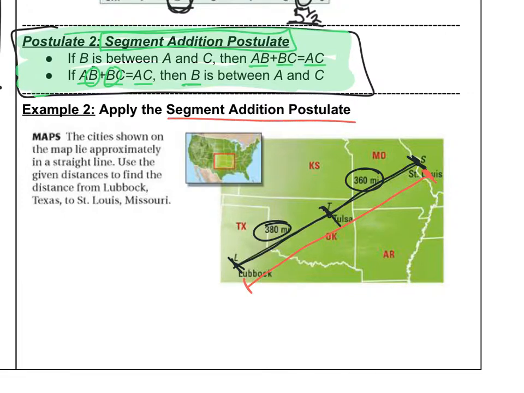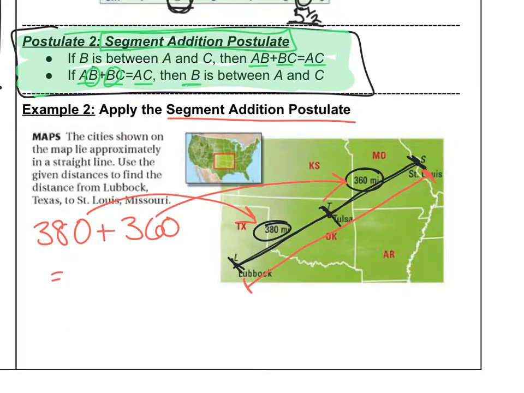So I'm going to take 380 and add 360. Again, I got those distances from here and from here. Simply add those two together, and you should get 740 miles.